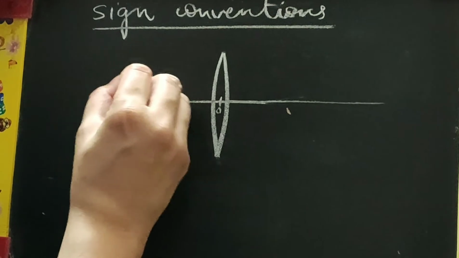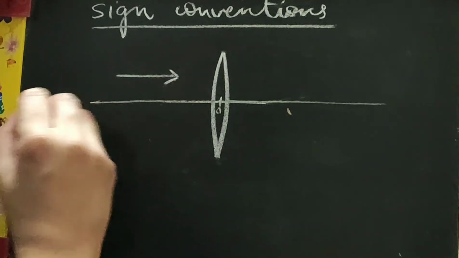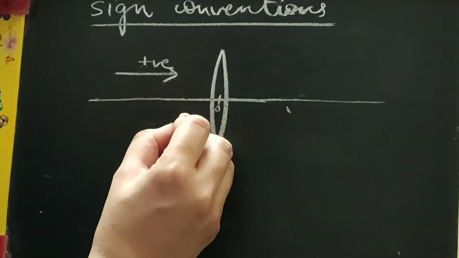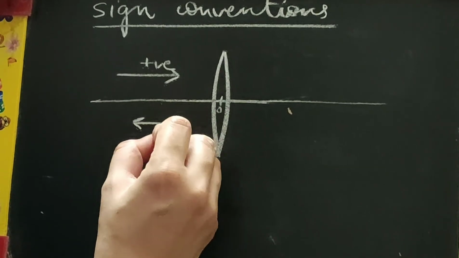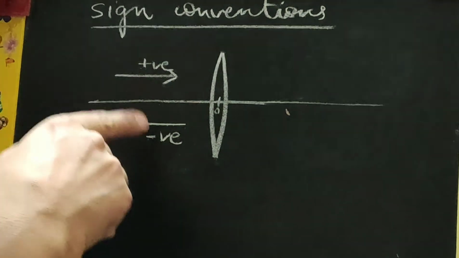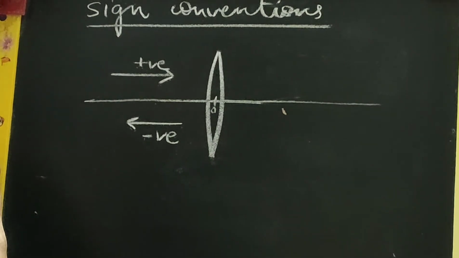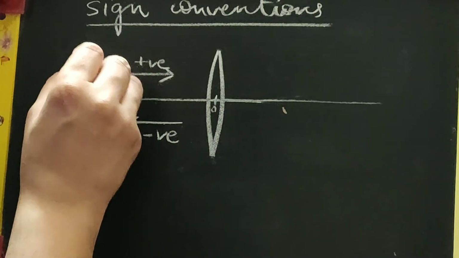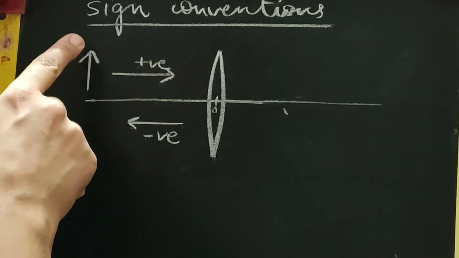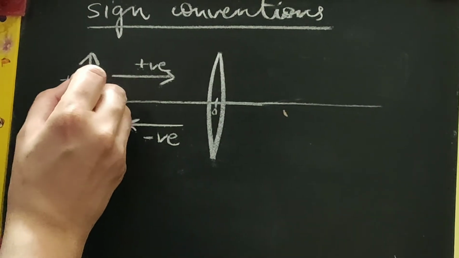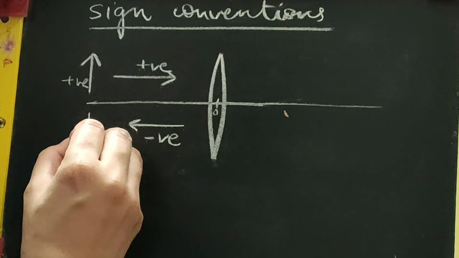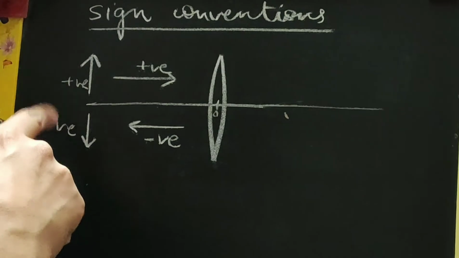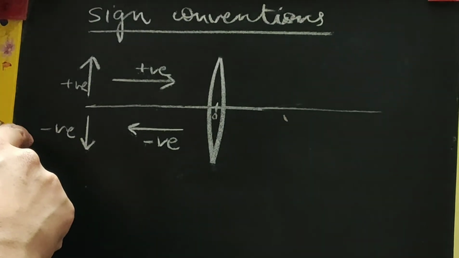All distances in the direction of incident light are taken positive. All the distances opposite to the direction of incident light are taken negative. This point is similar as in case of mirrors also. All distances above the principal axis, or you can say all heights above the principal axis, are taken positive, and all heights below the principal axis are taken negative. Again, this point is similar as in case of mirrors as well.